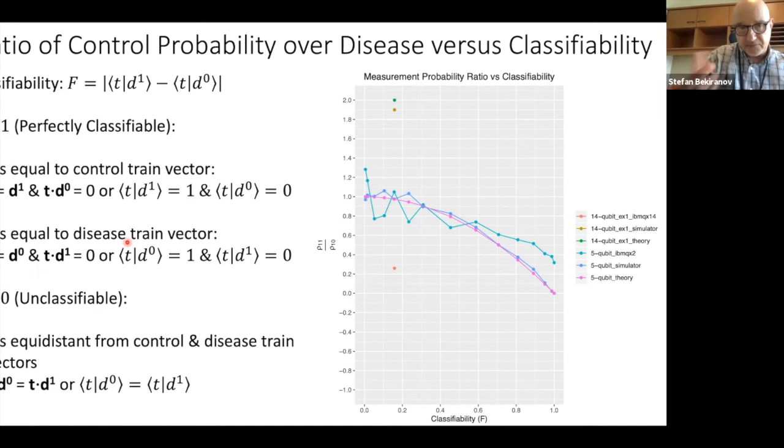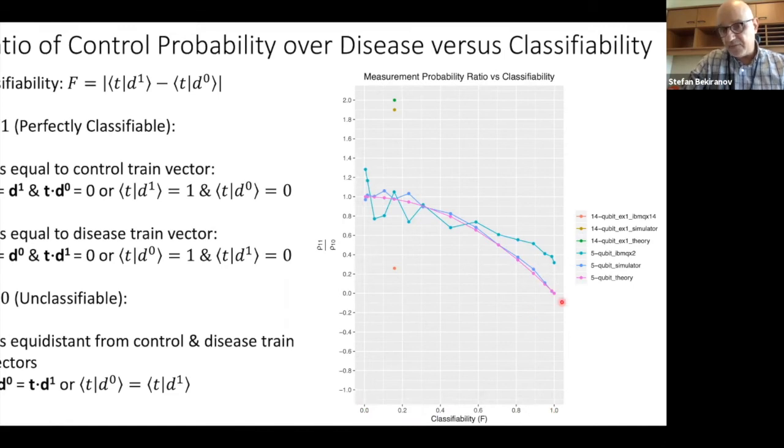Similarly for the disease, if you just flip the cases, if T is exactly equal to disease, but completely perpendicular to control, you'll get F equals 1. And perfectly unclassifiable is if the test is equidistant between disease and control. That means this kind of classifier will fail. It can't classify that kind of data. And we actually use those rotation gates to create a whole range of classifiability all the way from 0 to 1.